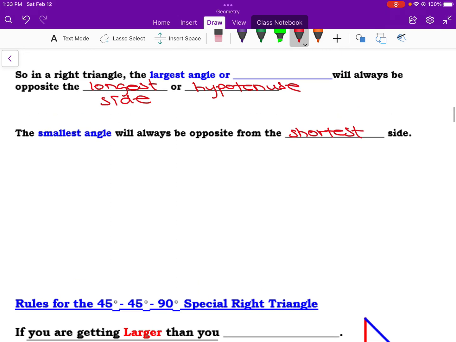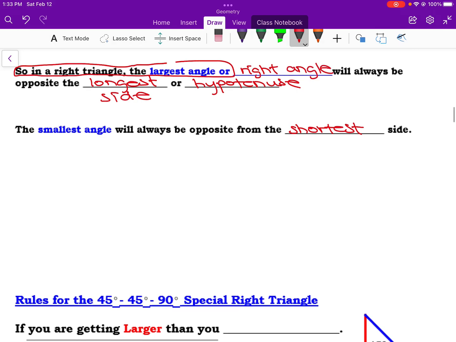Okay. Oh, well, here's what it was. In a right triangle, that was the part we were missing. The largest angle, or the right angle, is going to be the largest in the right triangle. Here we go. So we're set.